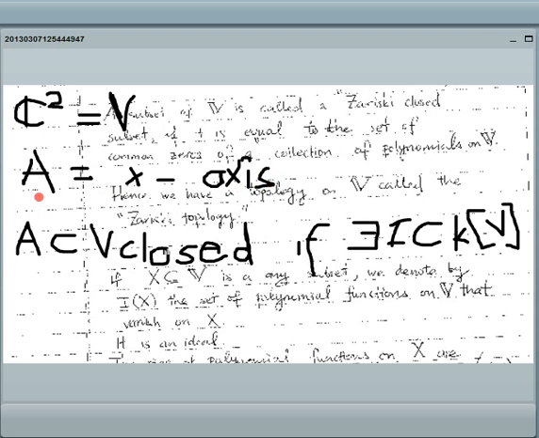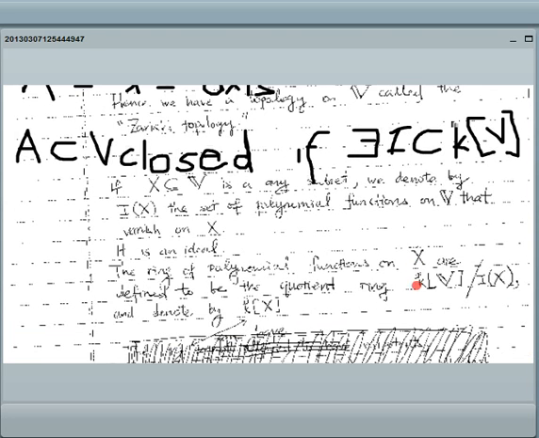If I look at this particular subset of C2, I claim that this is a closed subset because I can choose I to be just the following subset. Right, this subset. Y is a polynomial function on C2. If you look at where it becomes zero, it is zero on the x-axis. So the x-axis is a closed set. Once I define my subsets in this manner, I get a topology.